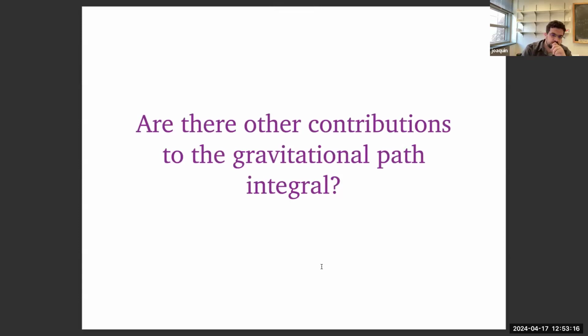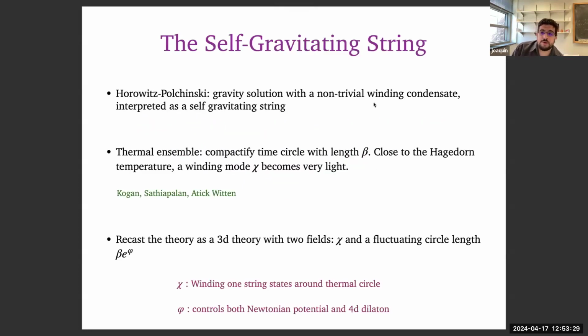Okay, so what are other contributions to the gravitational path integral? This is just one. So I'm going to explain now the solution of Chen, Maldacena, and Witten. This involves the Horowitz-Polchinski solution. This is a solution of a self-gravitating string, and it's a gravitational solution with a non-trivial winding condensate. And the idea is the following: we take a thermal ensemble. That's what we are doing. We want to compute the free energy, let's say, of this two-charge black hole or the two-charge heterotic string.